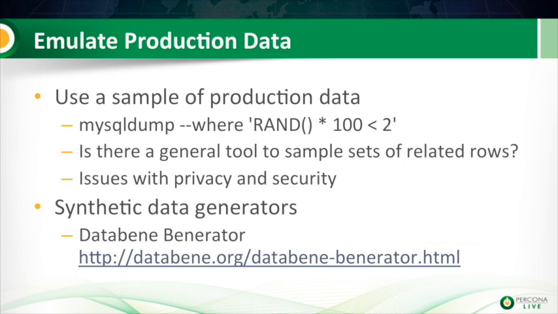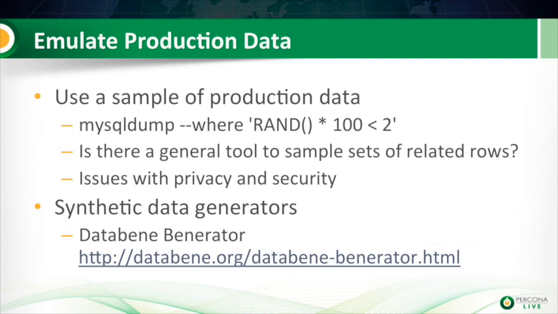And here I used random number times 100 is less than 2. Therefore, this will be a true where predicate on 2% of the rows that it finds in each table, a random 2% sampling of each table. Therefore, I can make a copy that's only 2% as large as my production site.